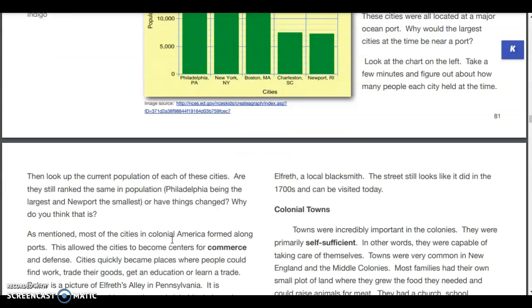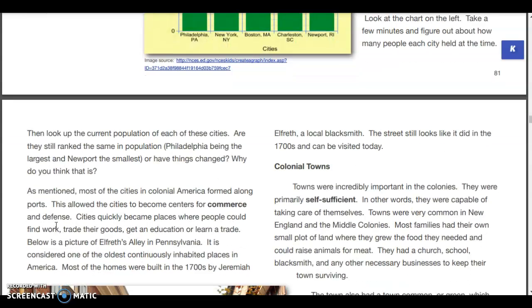Okay, as mentioned, most of the cities in colonial America formed along ports. This allowed the cities to become centers for commerce and defense. Cities quickly became places where people could find work, trade their goods, get an education, or learn a trade.